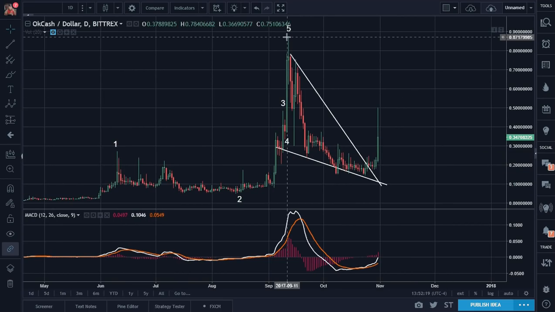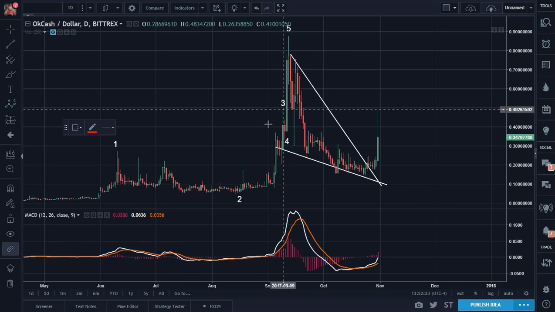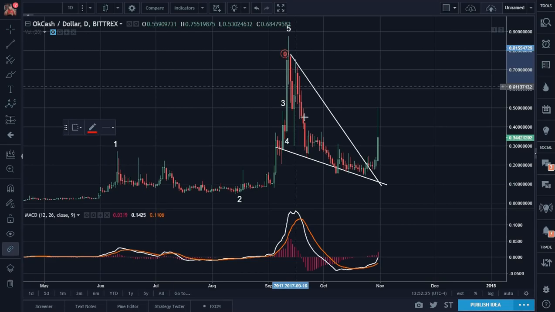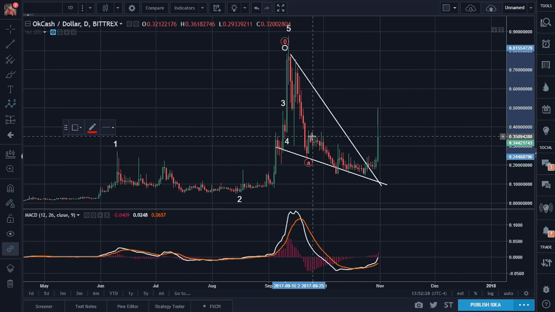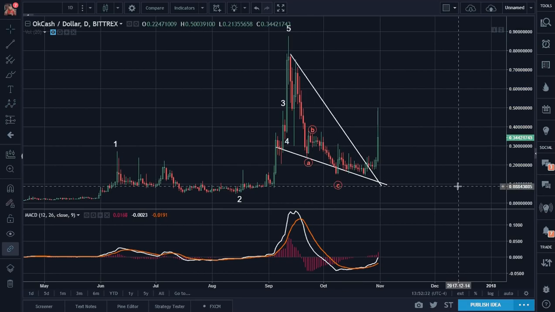5 waves shall lead to 3 waves. I feel like I'm in a Lord of the Rings movie now. 5 waves shall lead to 3 waves. Like that.